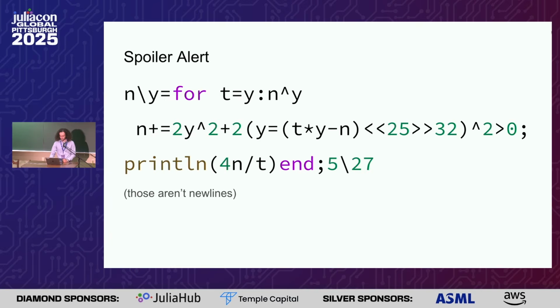So not to spoil the ending, but this is what we're going to be talking about. This is 70 characters of Julia. The new lines are just so it fits on the slide. And I have 43 slides to talk about 70 characters of Julia, and we'll see what we'll learn along the way.